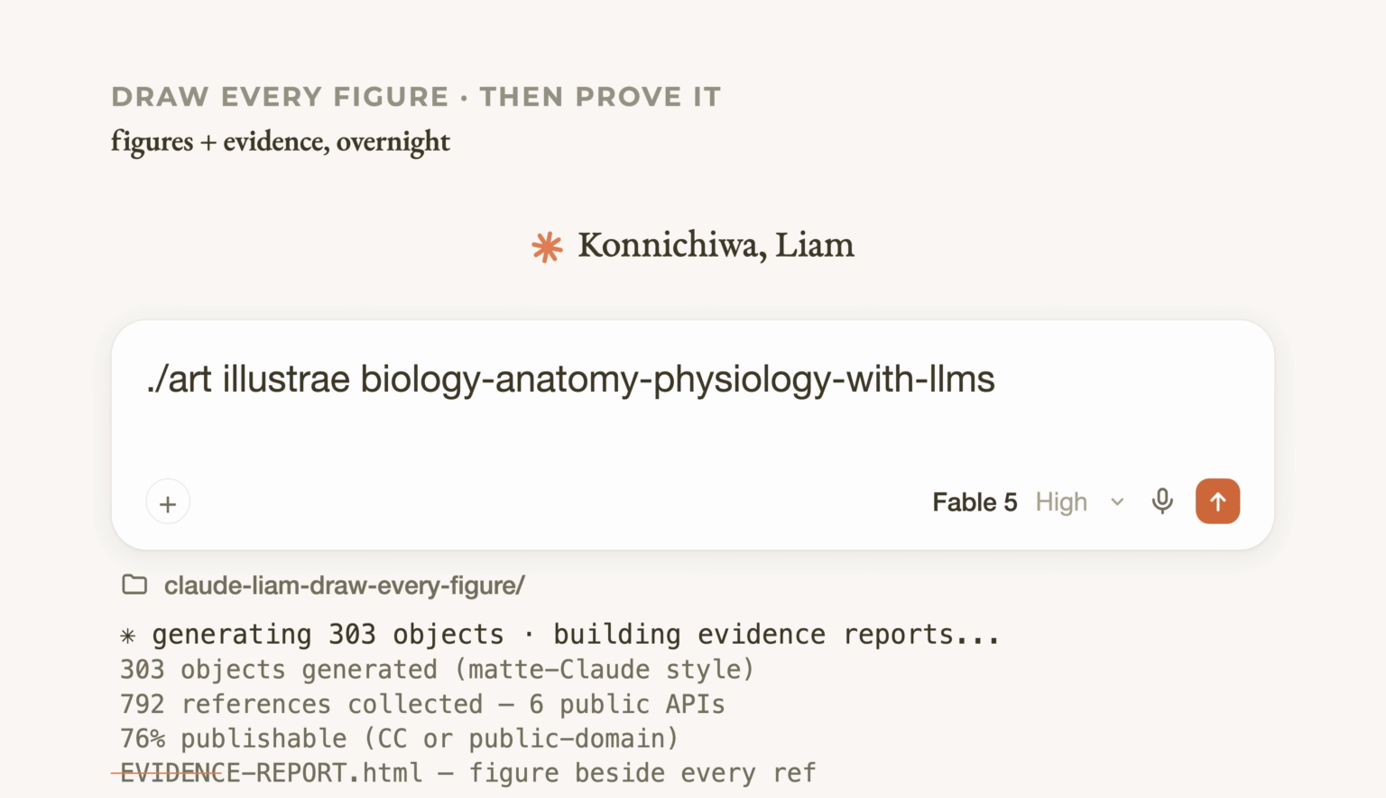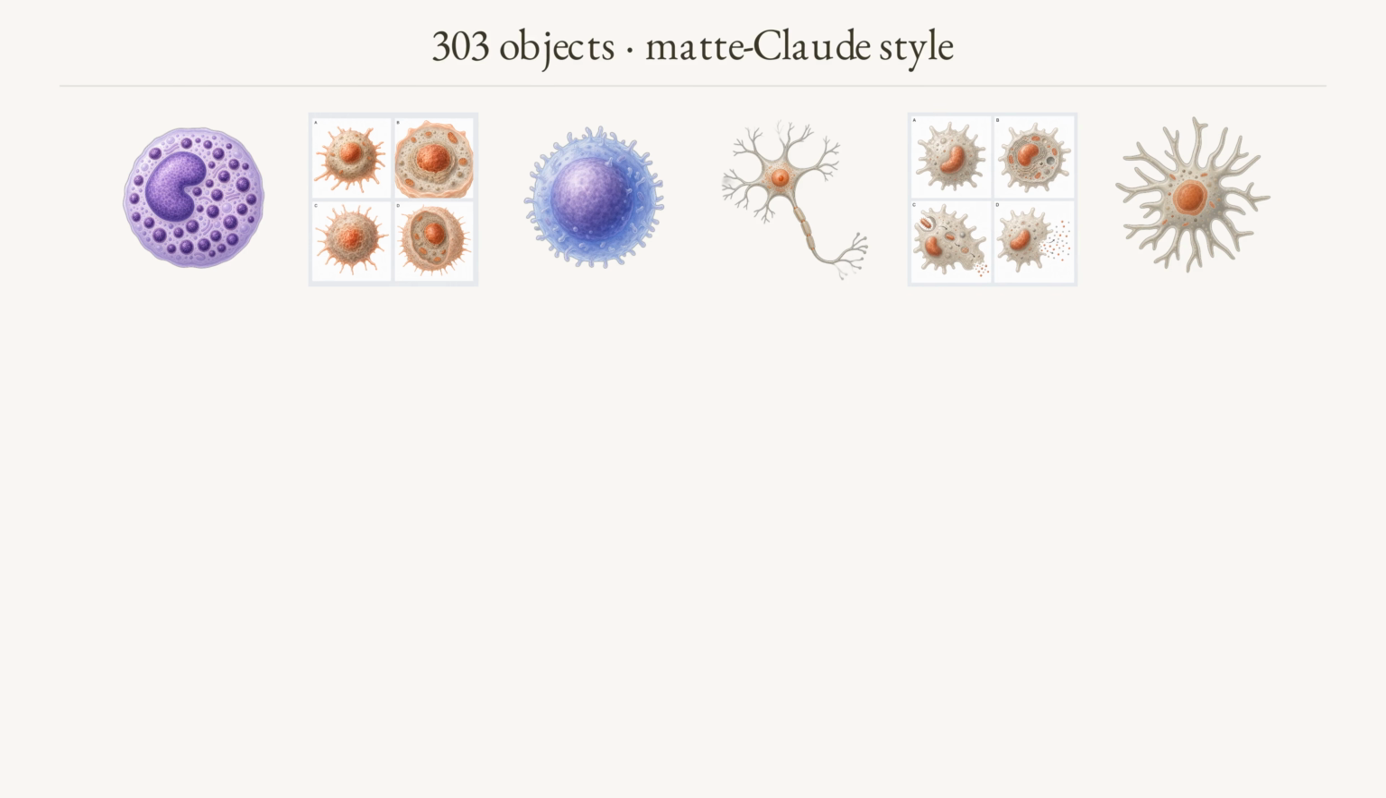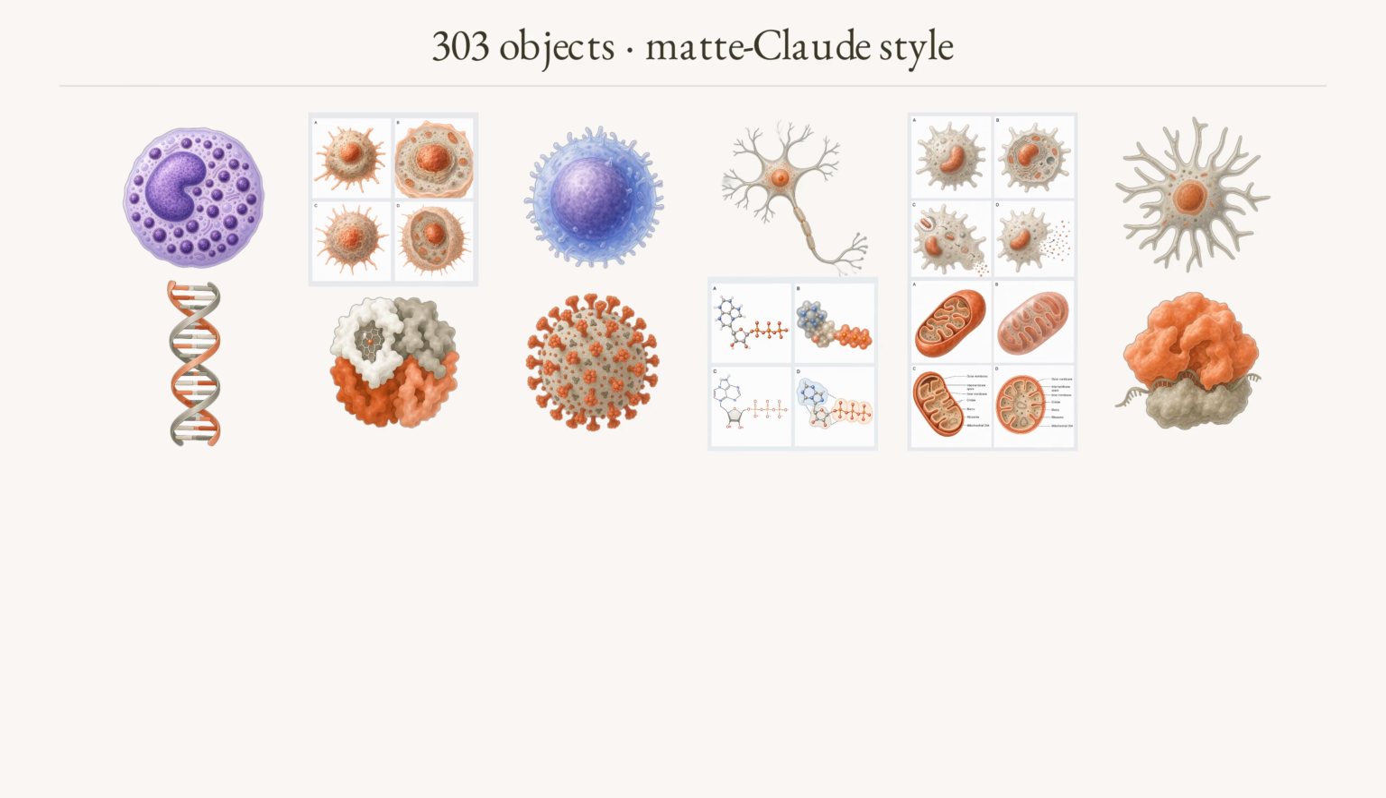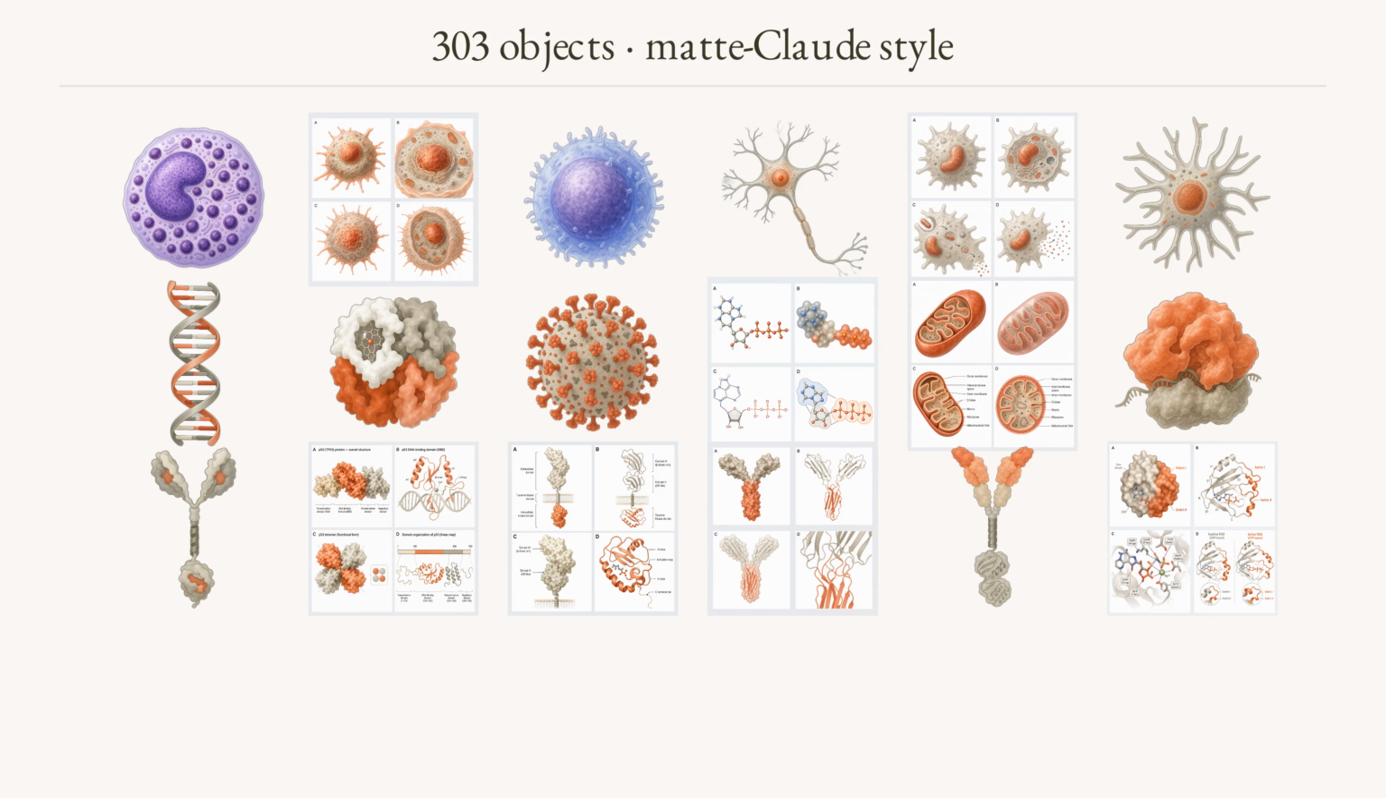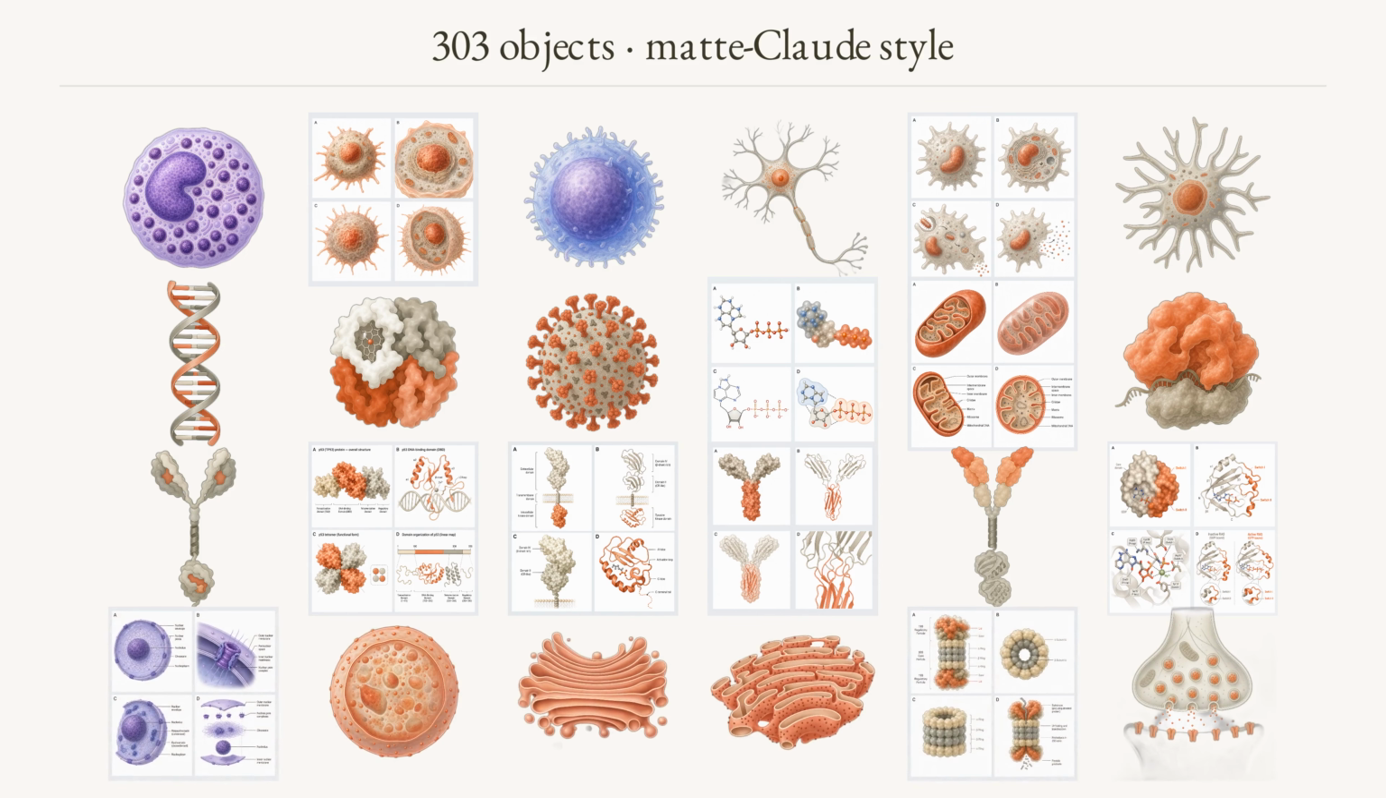Brutalist can now draw every figure a book needs, in the matte-Claude style, overnight, and prove each one against trusted public sources. Show me. The book gets a complete figure library. 303 objects in the matte-Claude style: molecules, cells, organelles, receptors, drugs, nanoparticles, viral particles, generated as clean PNG figures overnight. Every concept the text names, given a canonical visual.